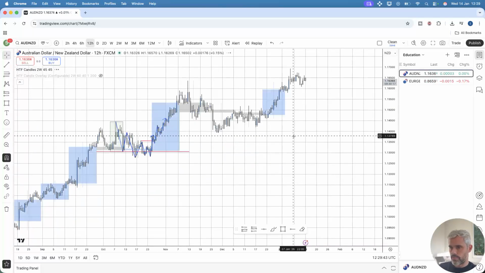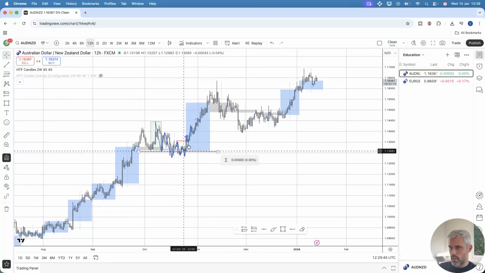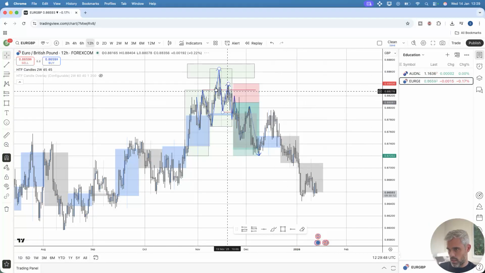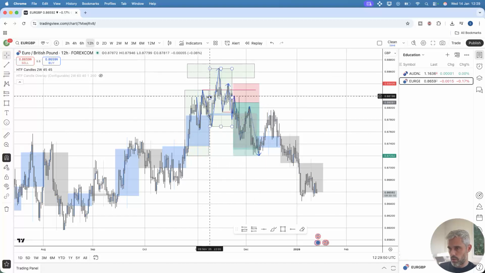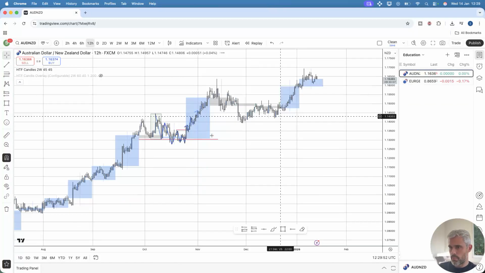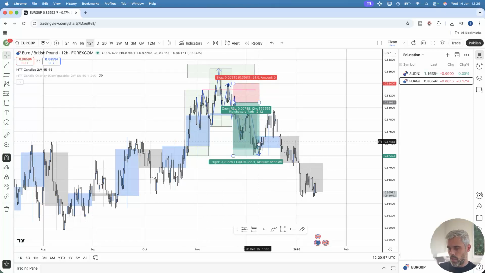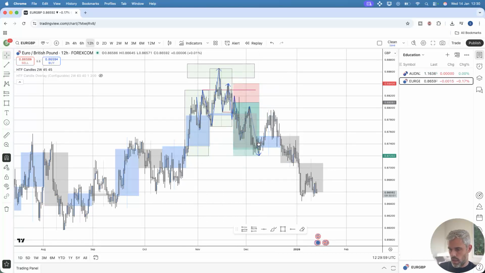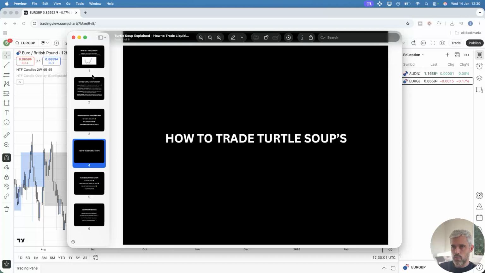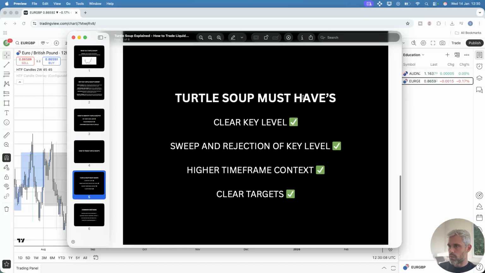So we looked at firstly AUD, NZD, 2 cross pairs, then Euro GBP, another cross pair. We've got a bullish example here, we've got a bearish example here, and we've covered the whys as to what is a turtle soup, why do they work, how do you identify them. We're just going to close out with some must-haves. So we need a clear key level. We need a clear sweep and rejection of a key level.